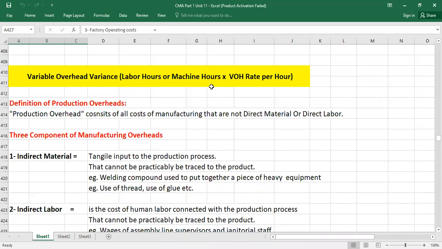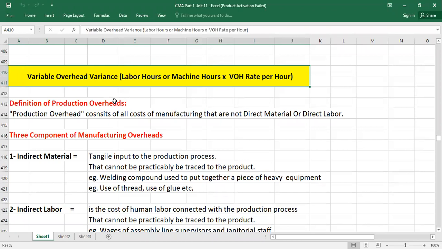In the first video, we talked about how to prepare the static budget and flexible budget. In the second video, we talked about how to calculate the variance for direct material cost. In the third video, we learned how to calculate the variance for direct labor cost. So this is the fourth video. In this video we are going to look at the variance for variable overhead.